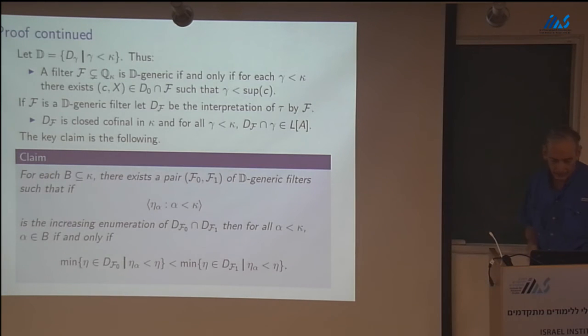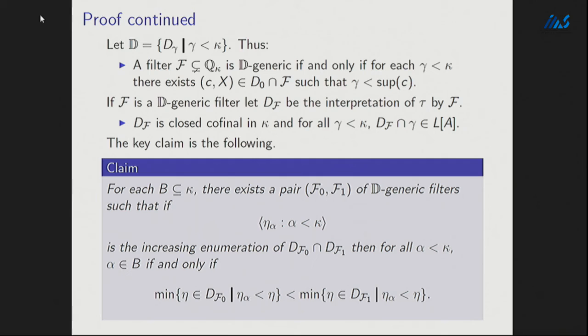Okay, so here's the key claim, and then everything really follows quite easily from this. The claim is that there is a pair of D-generic filters such that if you do the increasing enumeration of their intersection, that's got to be a club because they're each club, then for all alpha, alpha is in B if and only if the min of the A, well, there it is. This is, I've been handed D, and I'm building these two filters. The claim is there are two filters which code D up in a very nice way.